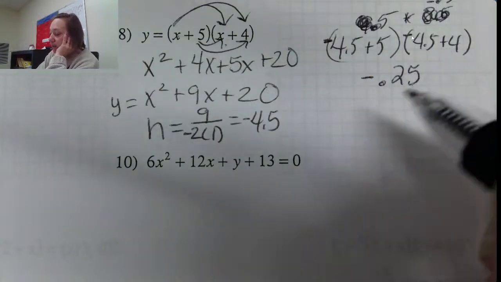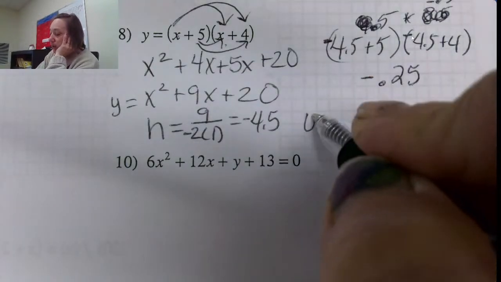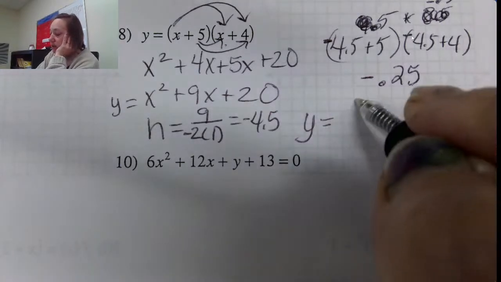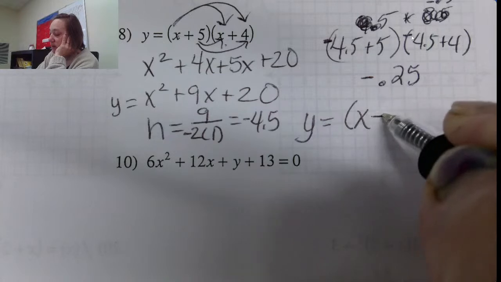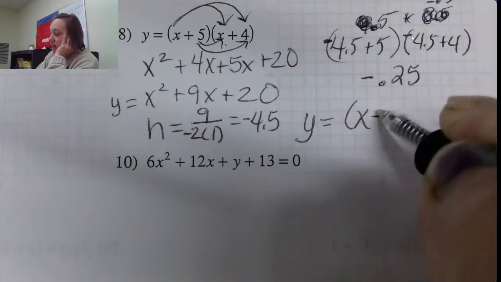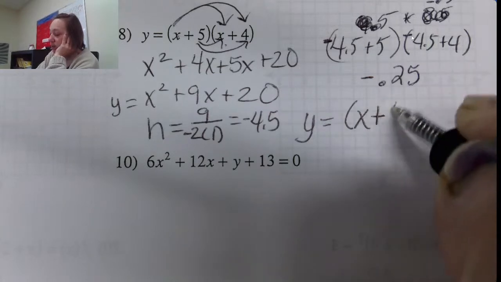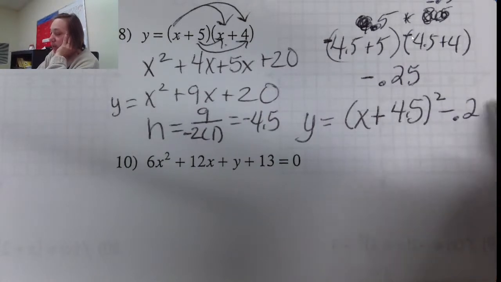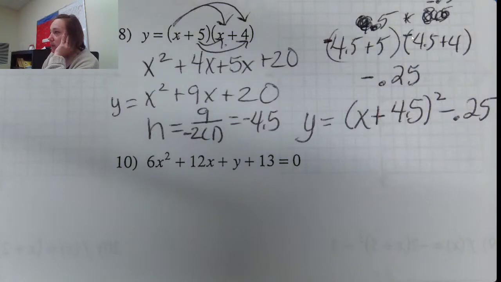So if we plug it in, y equals, our A is 1 again. So x minus, but it's a negative, so x plus 4.5 squared, and then minus 0.25. Does that make sense?